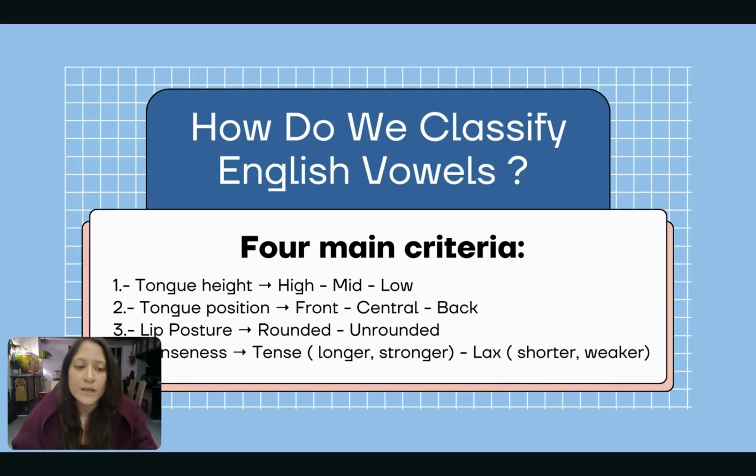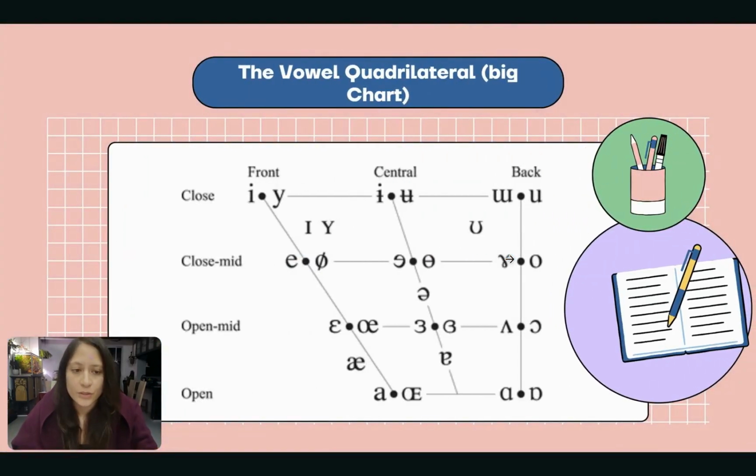In general American and Received Pronunciation, we usually recognize 12 monophthongs, pure vowels, and 5 to 8 diphthongs depending on the variety. Let me show you the classic vowel quadrilateral. Here we have close, mid, and open, and we have front, central, and back. So this is the main chart we have for the vowel quadrilateral. This is the big chart.